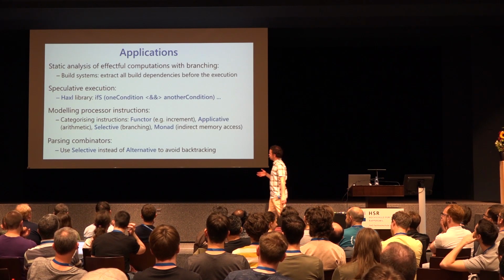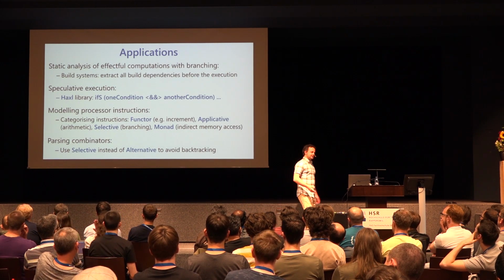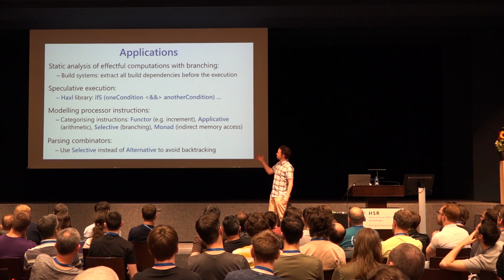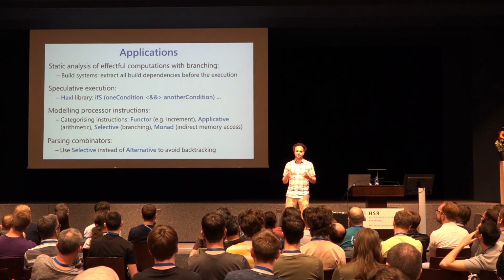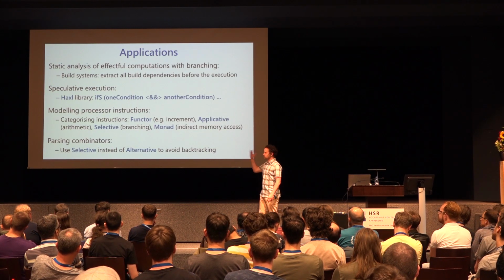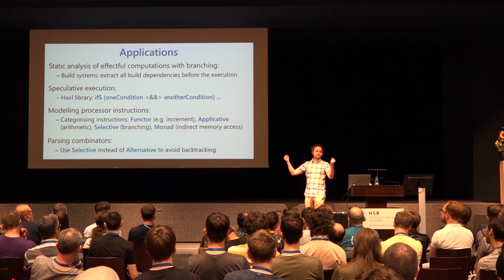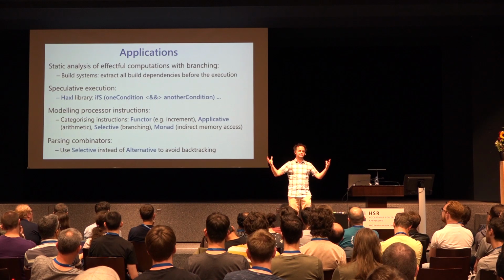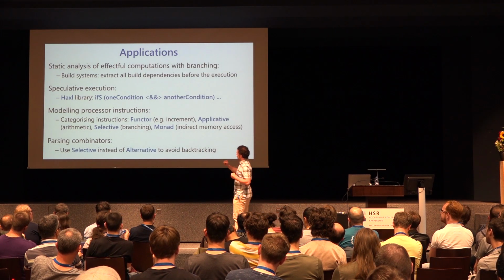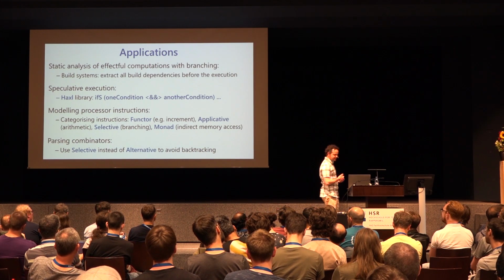My PhD student, Georgy Lukyanov, works on modeling processor instructions. And he found out that instructions can be categorized in a very interesting way, quite similar to the way we categorize build systems. So there are instructions like incrementing a register. They are functorial because they need just one argument. There are instructions like adding contents of two registers. They are applicative. They need to collect multiple arguments. And there are instructions like branching. And branching turned out to be just selective.